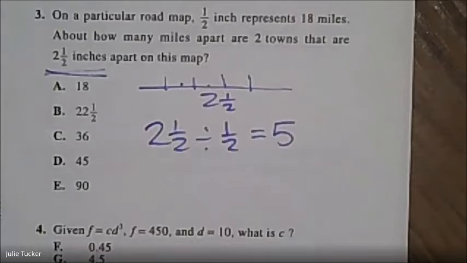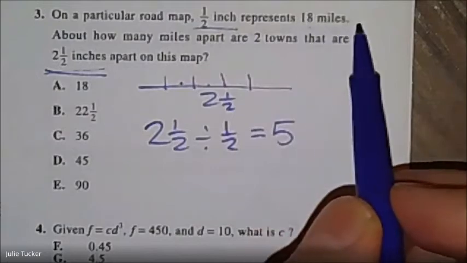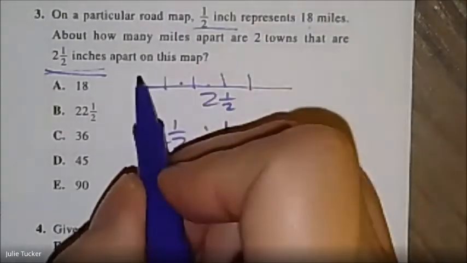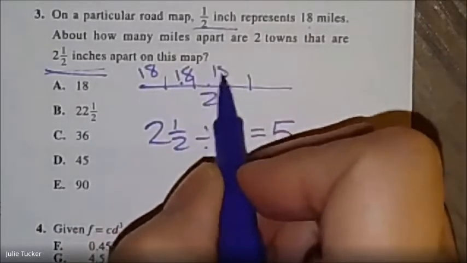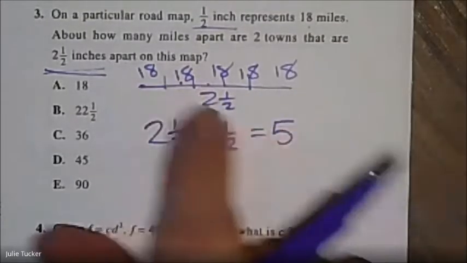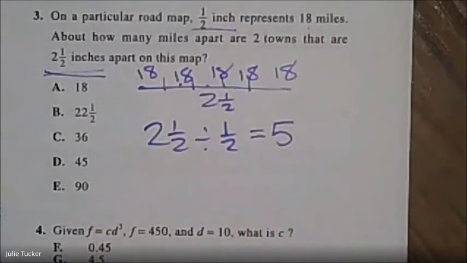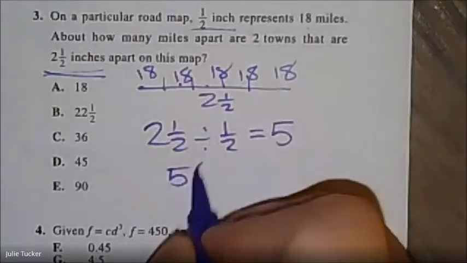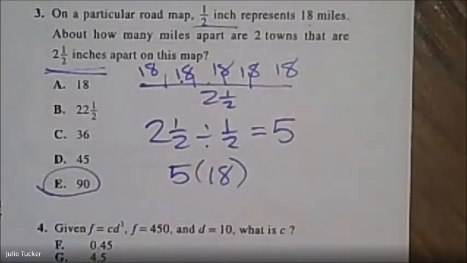Okay? So that means that there's 5 of these 1/2 inches that each represent 18 miles. So each one of these little 1/2 inches is 18, right? So if I have 5 little 1/2 inches and each one of those 1/2 inches is worth 18, then what do I do? Good. So 5 times 18 is 90. So that was kind of a tricky question, wasn't it?